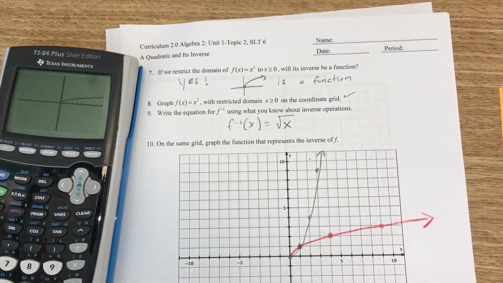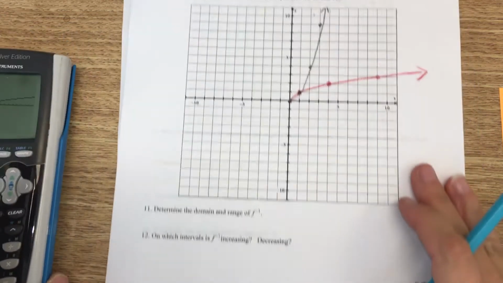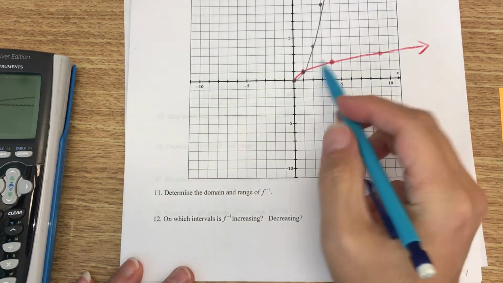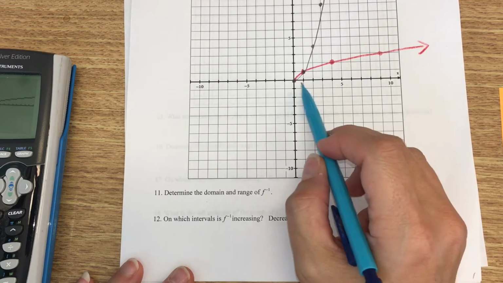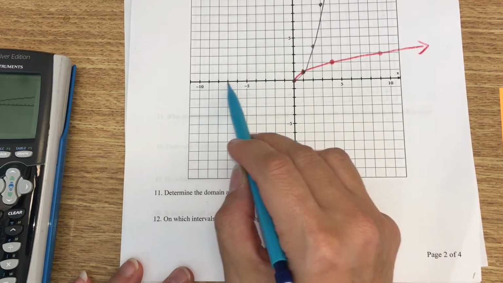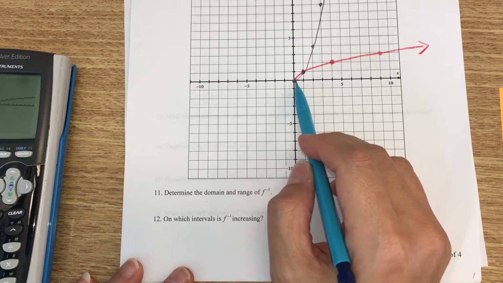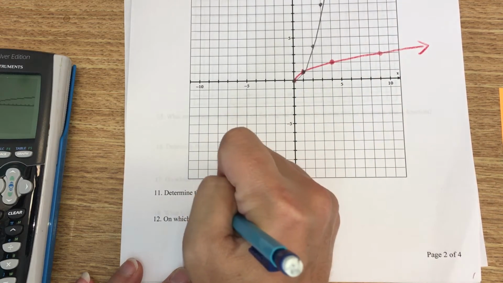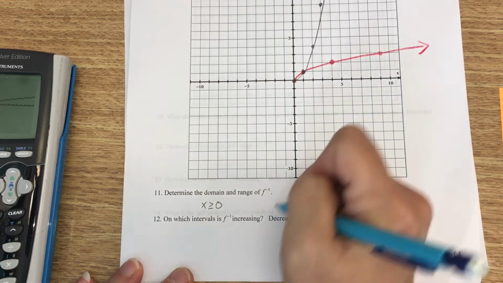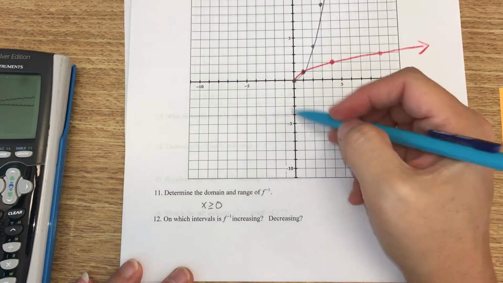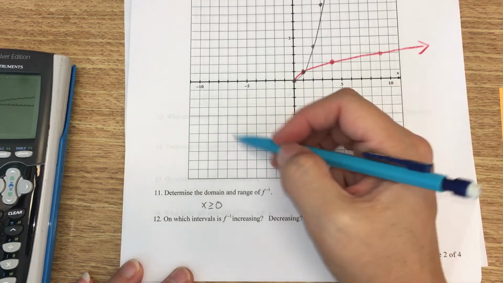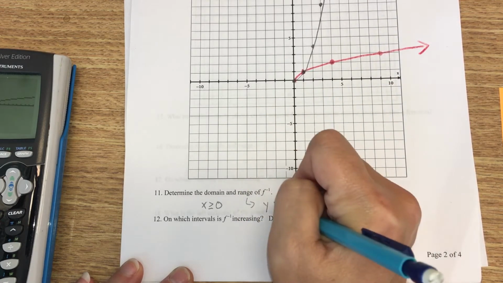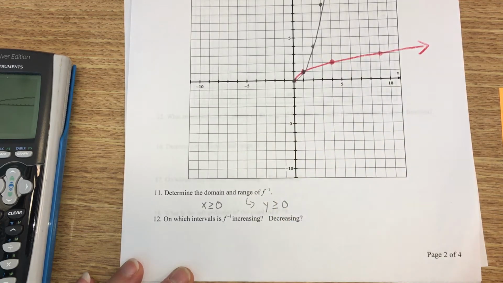State the domain and the range of the inverse. So when I look at my red graph here, it has a domain of only positive numbers because I don't have anything over here where the numbers are negative. The first x value I'm using is 0, and then I'm using everything after that. So x is greater than or equal to 0 is the domain. And then the range, you can see I don't have anything down here. Like if I look at these negative y values, there is nothing down here. So the range is going to be y is greater than or equal to 0.